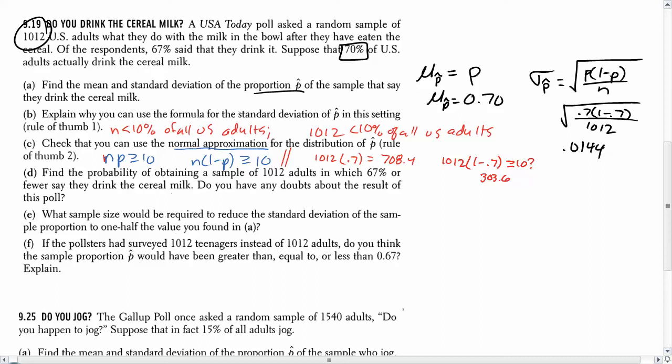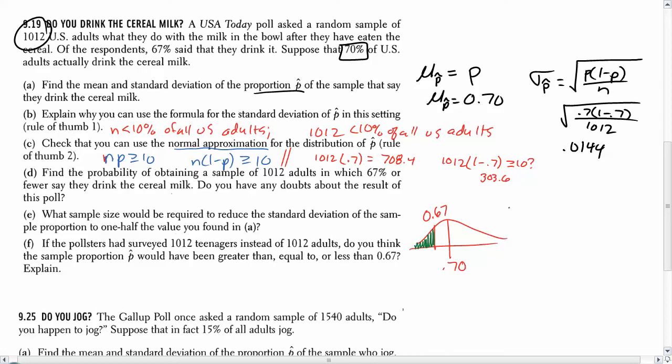Find the probability of obtaining a sample of 1,012 adults in which 67% or fewer say they drink the cereal milk. Here's your normal distribution, with 0.7 in the middle. 0.67 was our sample proportion, so your mean goes in the middle, and what they found for the sample goes elsewhere on the normal distribution. Shade it in the direction they want.